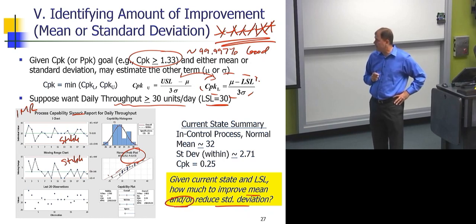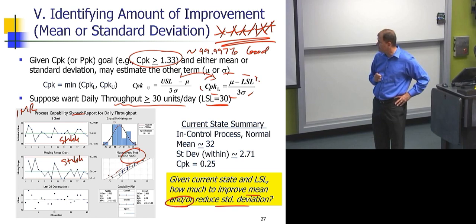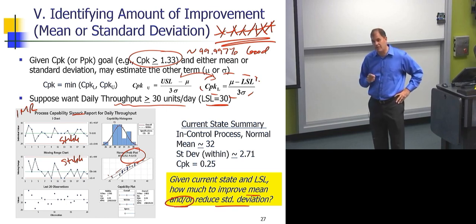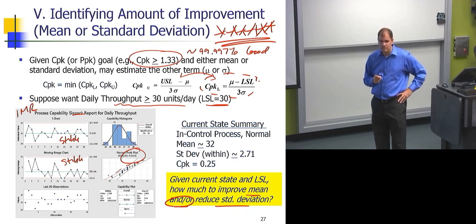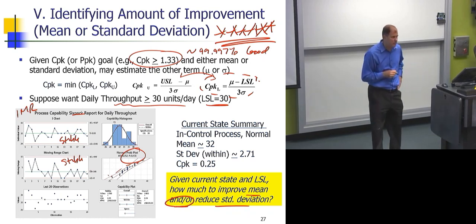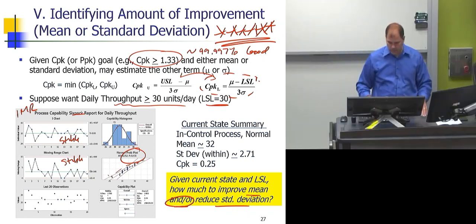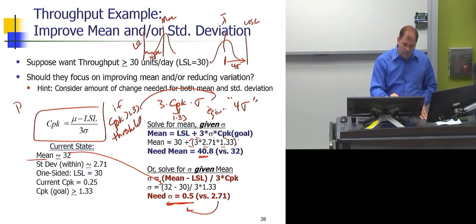Does it seem realistic to get my mean at 40.8? What's the best I've ever done? It's an individual chart. The best I've ever done is like 38 or 39 units. And I'm going to tell you I need to get the average above the best I've ever done. Probably not realistic. In this example, you probably need both.